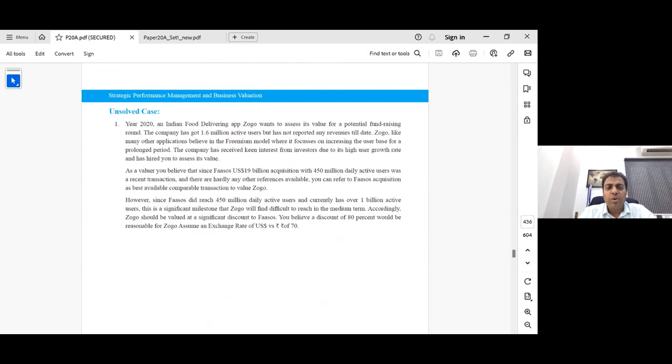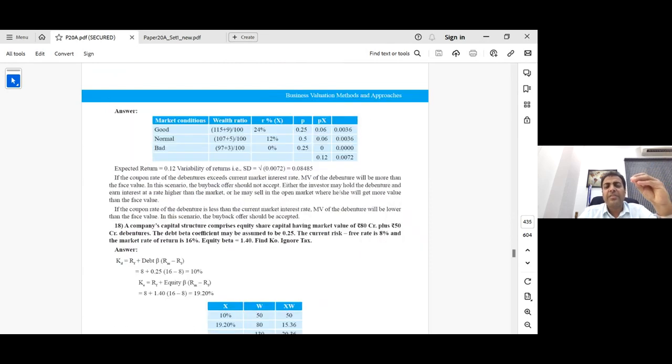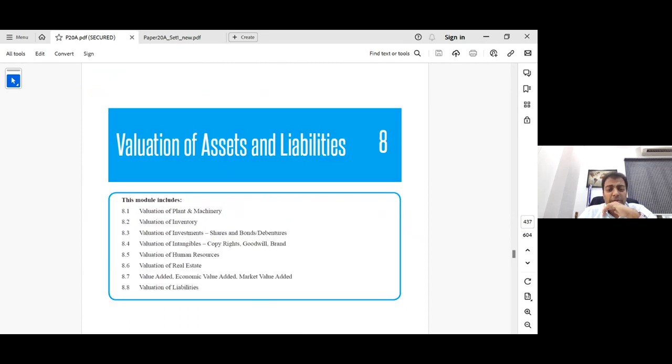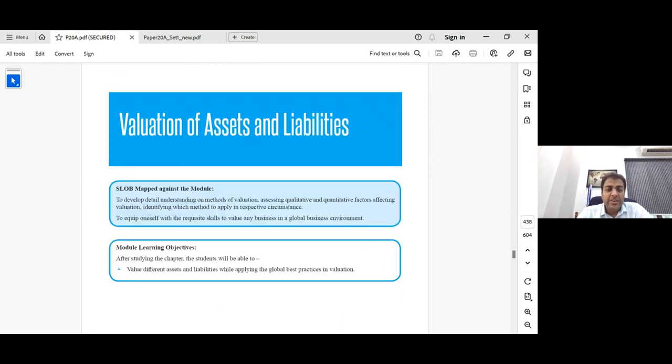As you can see, there are a lot of questions here, a lot of case studies and practical examples are given. As long as you are able to solve these and work on these well, you should be good. Now the 8th module is covering different types of assets and liabilities, specific assets and liabilities. Here you would apply the concepts you've learned in module 7 into specific cases, right? So like plant and machinery, investments, inventory, intangibles, human resources, real estate, EVA, right, and liabilities.